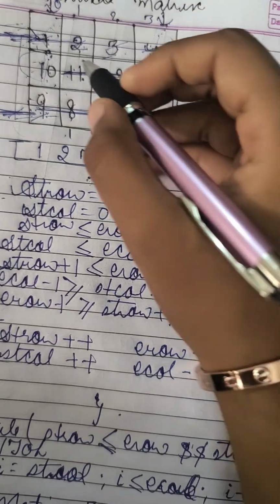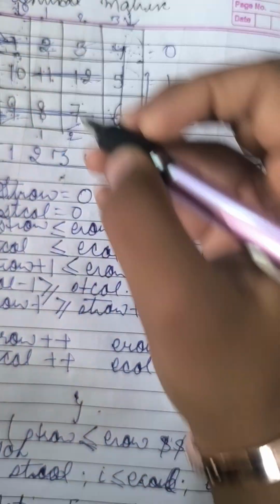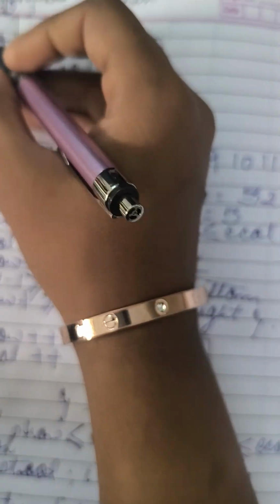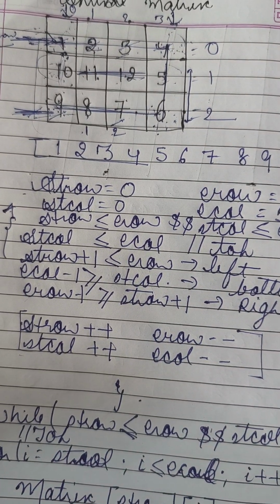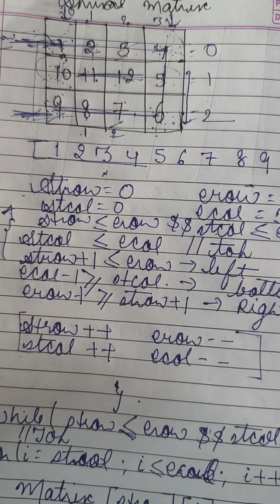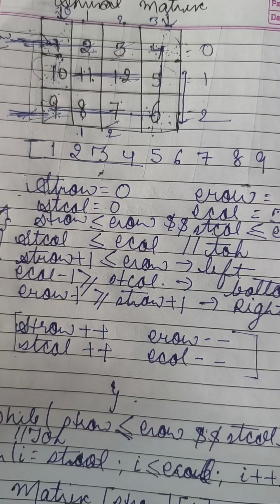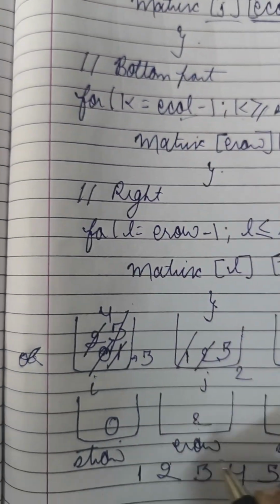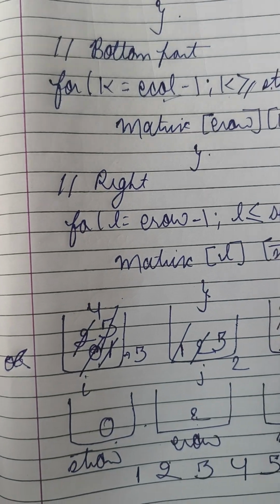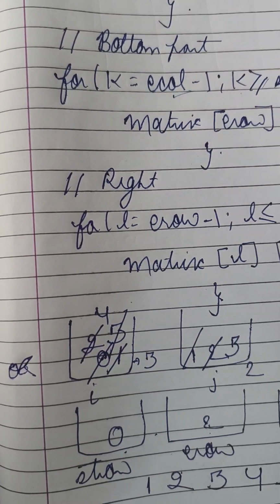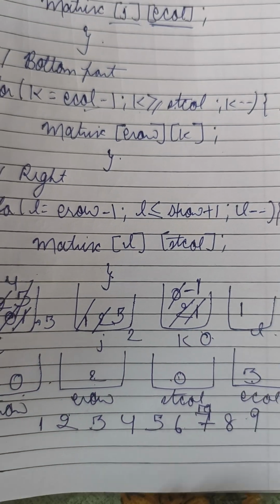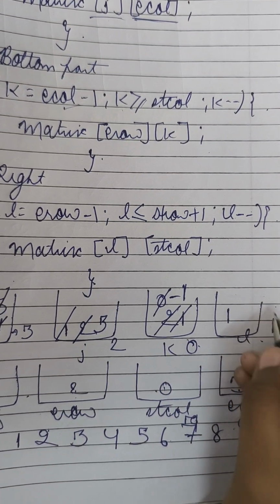Moving ahead, now we are going to print the right part. For the right part, what is the condition? It should be from ending row minus 1 down to starting row plus 1, and the column is fixed over here, which is the starting column. So starting row right now is 0, so plus 1, and ending row minus 1 is 0. So the condition is going to be applied for this case.